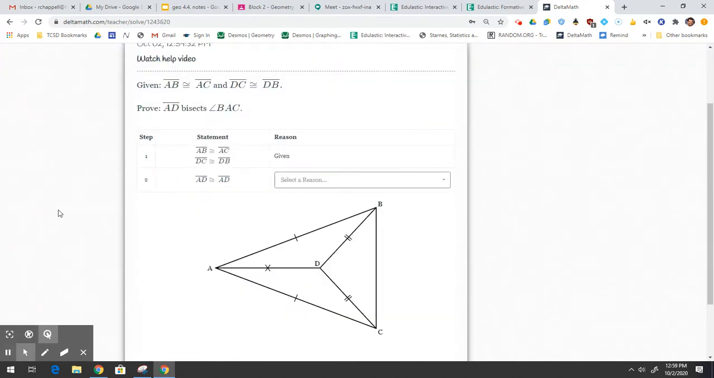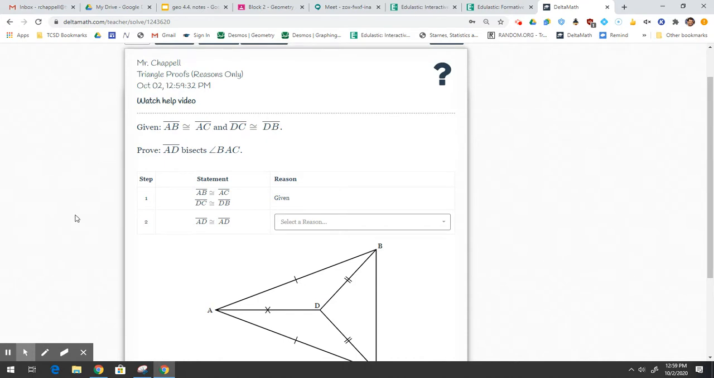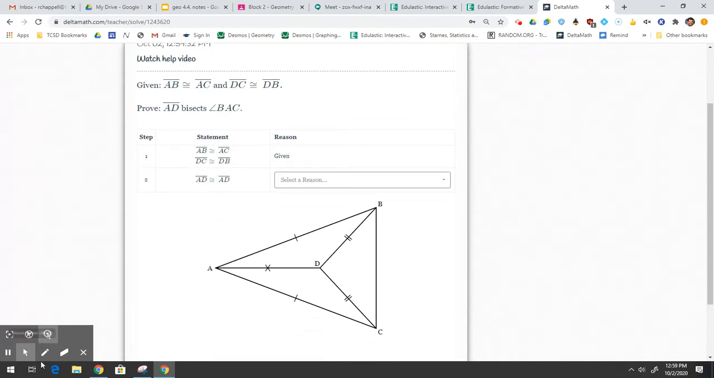Okay, so the next kind of problem I have here is a reasons only. So now they're going to keep feeding you the statements. You just have to go through their list of reasons and see if you know what's going on. So let's see if we can piece this together first. We're given some congruent sides, right? So we're given segment AB is congruent to AC. We're given segment DC is congruent to DB.